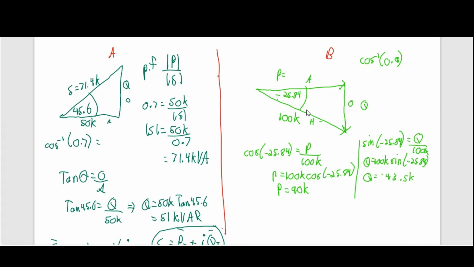43.5 kVAR. But we know it's negative because it's going down. Yeah, that's why we drew the triangle, right? It's going down. So therefore, this here will be minus. So let's be careful when you're doing it, because it's a leading power factor. If you draw the triangle like this, you expect Q going down. So expect Q to be negative.